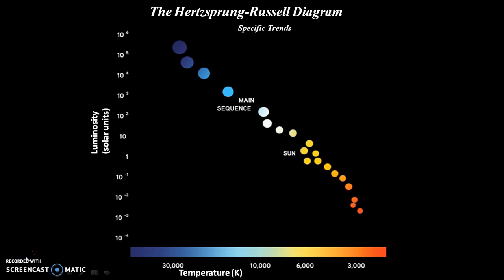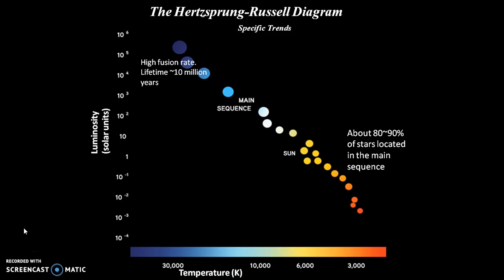On the HR diagram, about 80 to 90% of the stars are located in the main sequence, running diagonally from the top left to bottom right of the diagram. The main sequence is where hydrogen fusion is happening, which most stars do for most of their lives. Stars on the top left of the diagram have a higher fusion rate, which means that their lifetime is extremely short, about 10 million years.